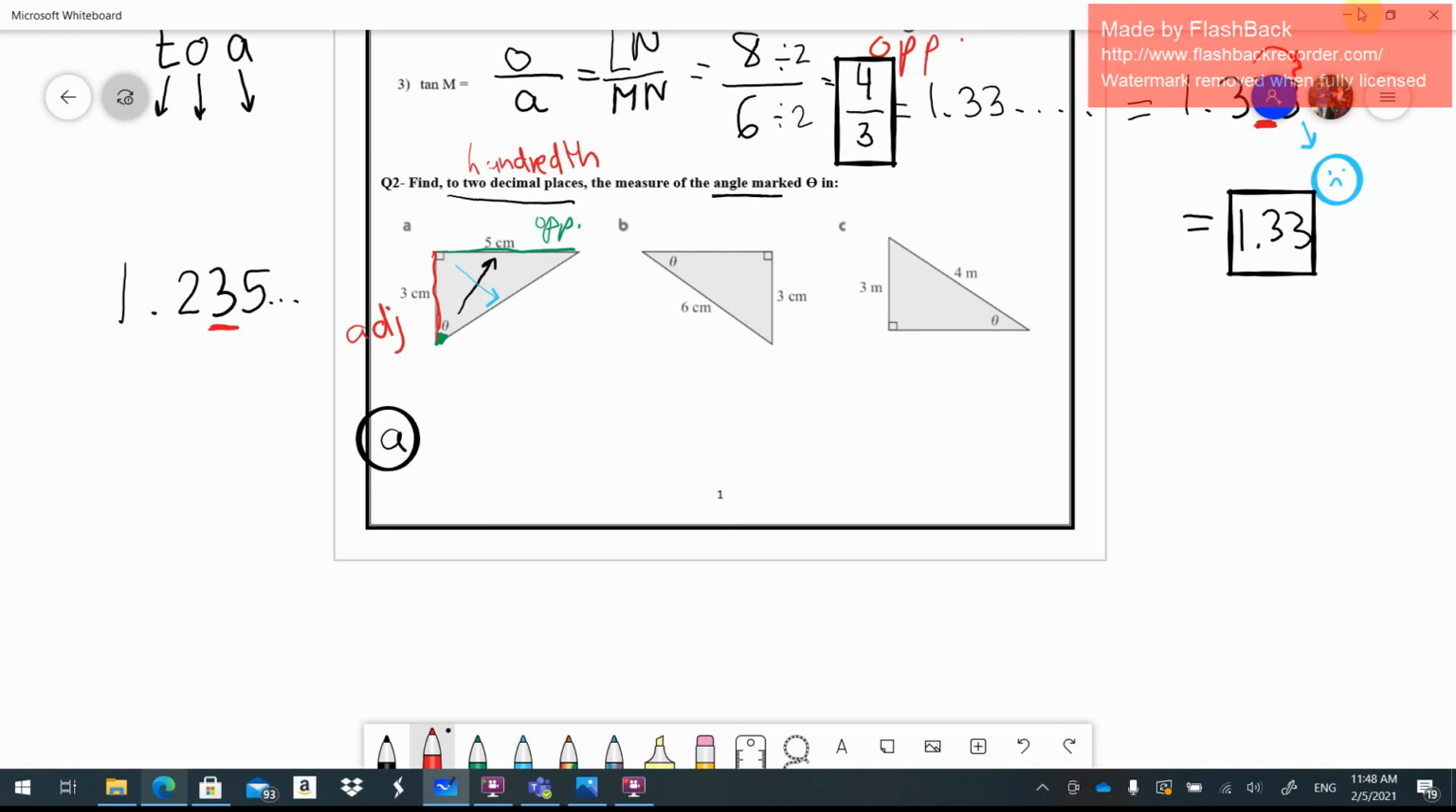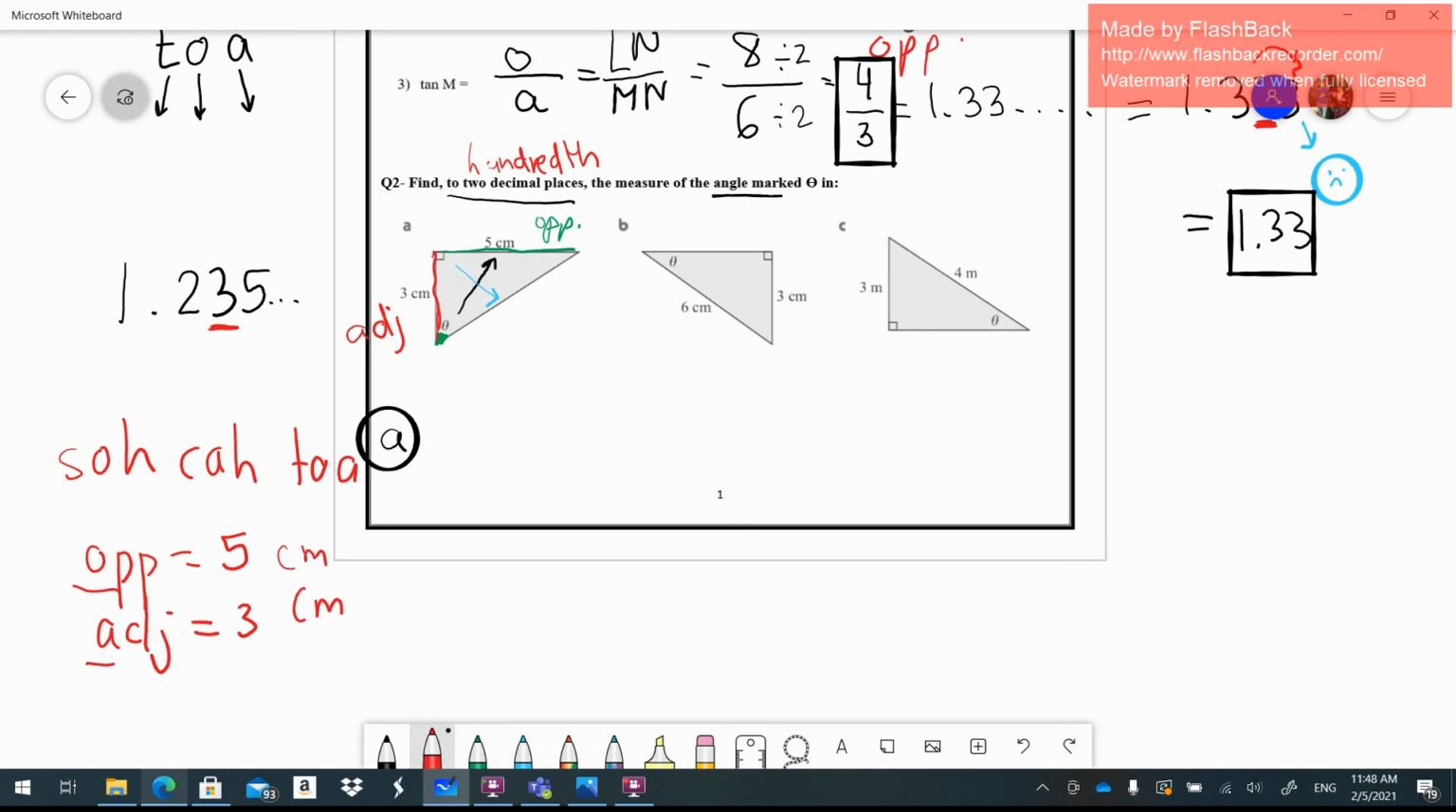If you look closely, they gave me the opposite and the adjacent here. So you have to decide which trigonometric ratio you are going to use. Are you going to use SO or CAH or TOA? So let's see. I have that the opposite is 5 and the adjacent is 3 centimeters, okay? So I have O and I have A. Which one of these ratios uses O and A, has O and A in it?